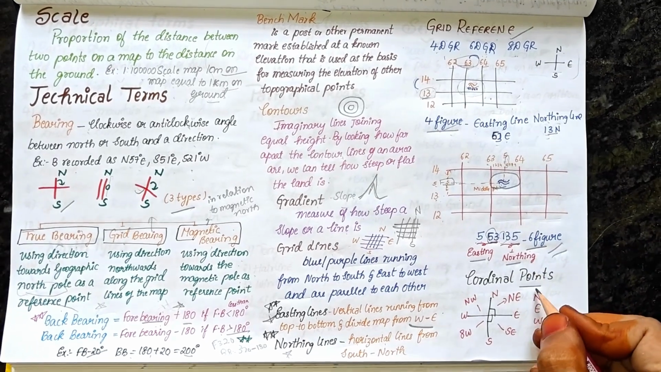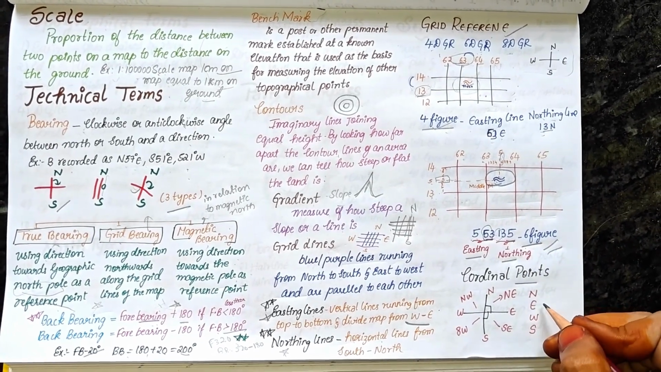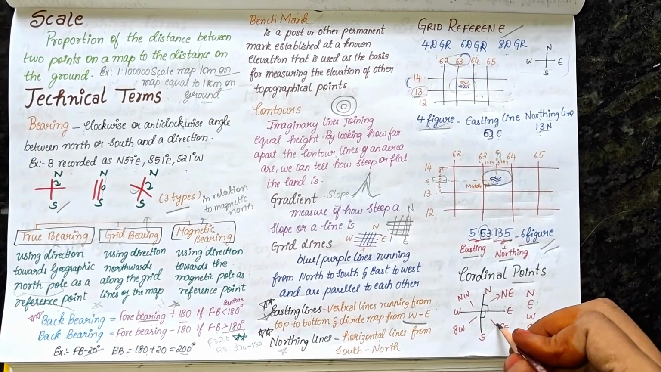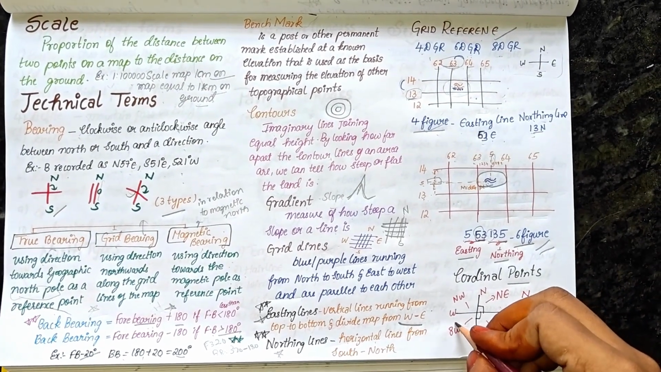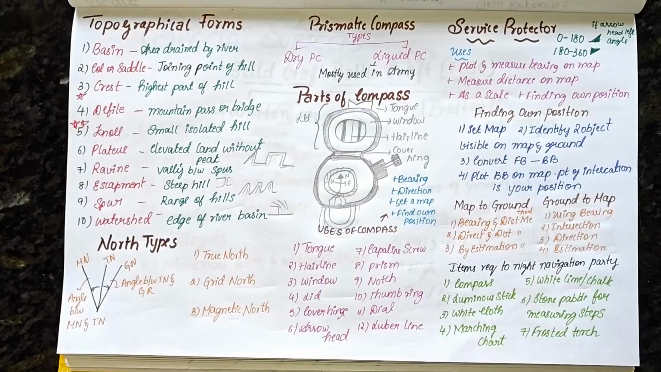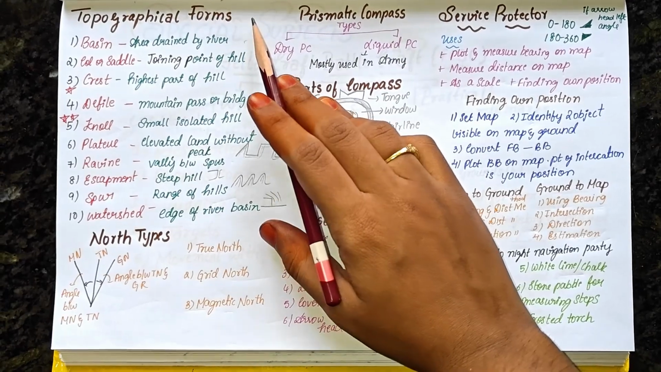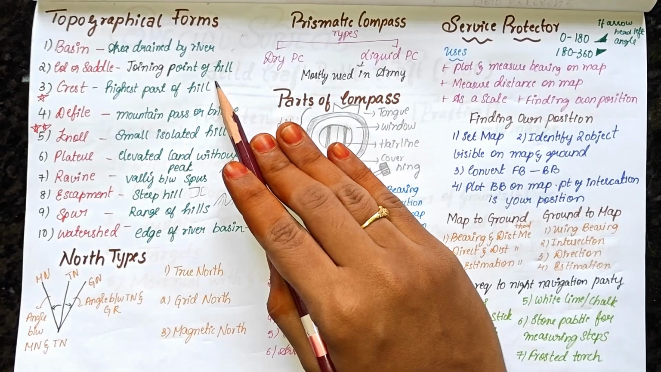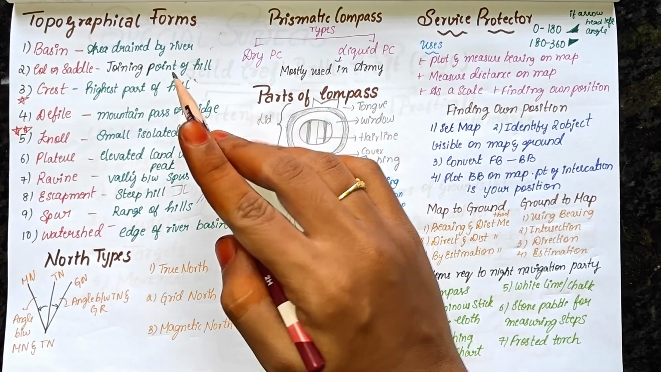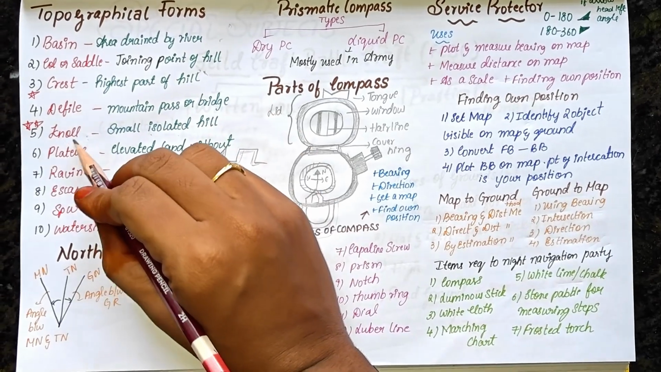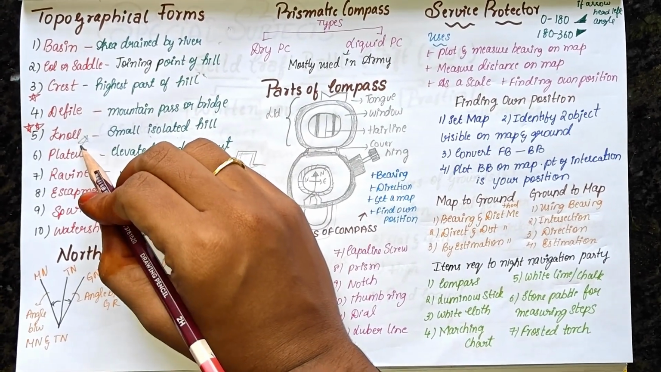So what are the cardinal points? The cardinal points are north, east, west and south. Here comes northeast, here comes southeast, here is southwest and here is northwest. Another important topic is topographical forms. Definitely one question will be asked from topographical forms. Most probably knoll, a small isolated hill, is asked in each and every examination.